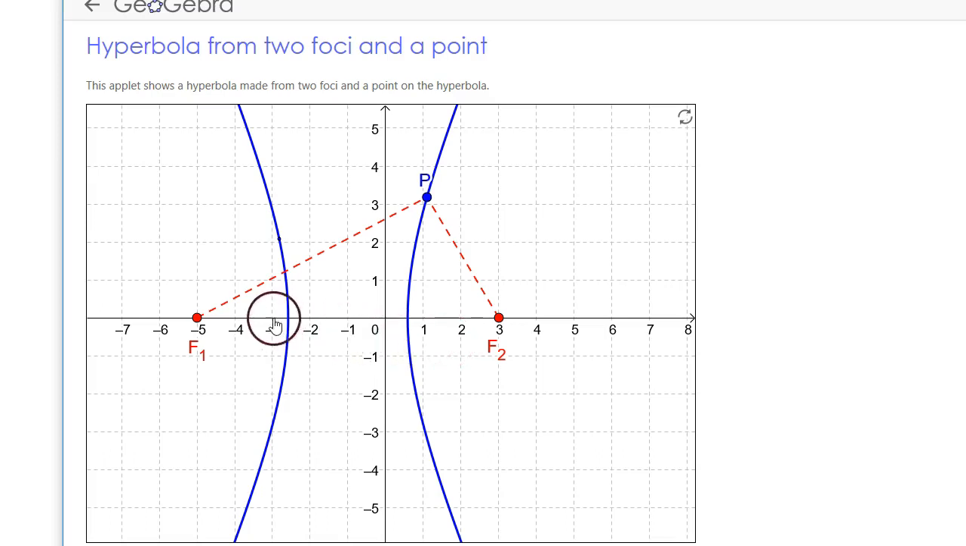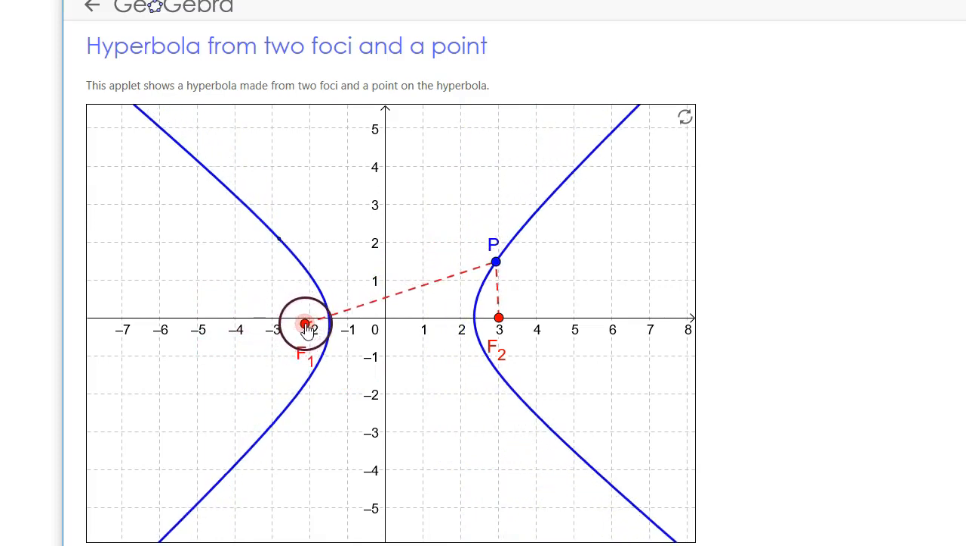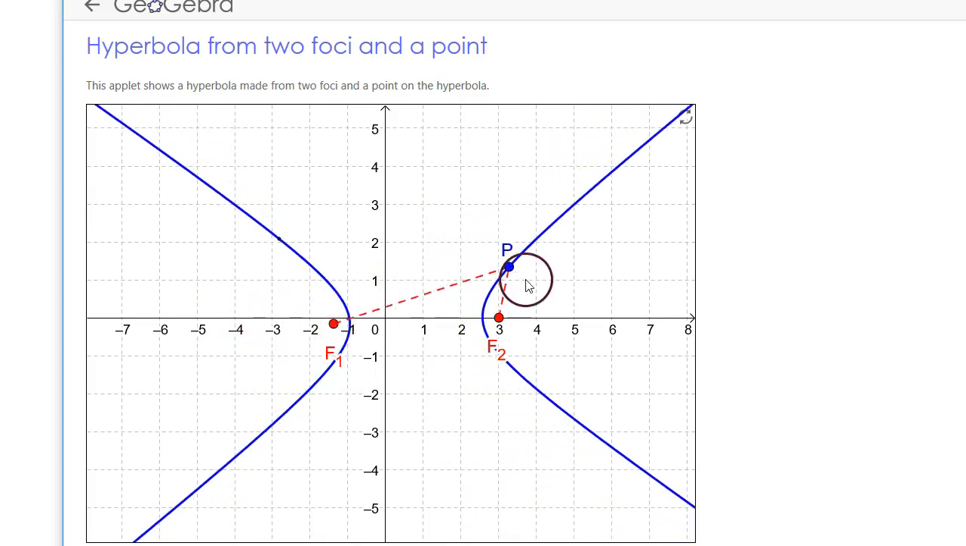Have you also noticed that as the foci get further from the center point between the blue hyperbolas, the branches of the hyperbolas widen out? Let me move focus 1 closer to the center point between the two blue hyperbola branches. Notice what's happening to the shape of those blue curves. They're narrowing.